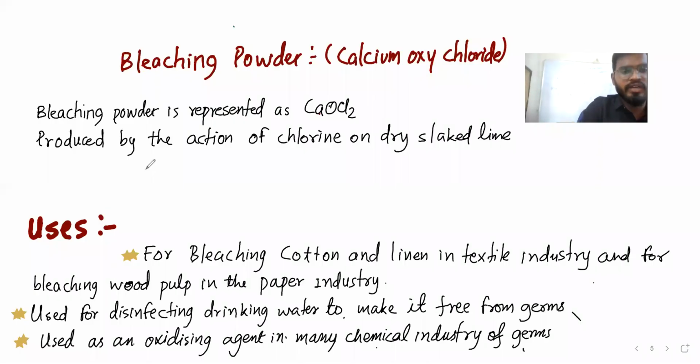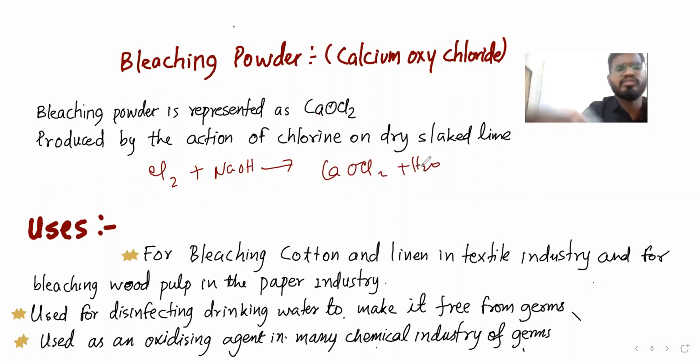So chlorine and what? Cl2 gas we can take, and dry slaked lime. That is going to convert into what? Calcium oxychloride plus H2O. Then you can balance it. It is used for what?